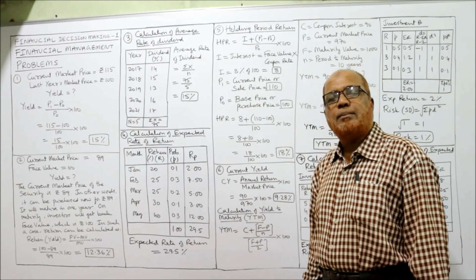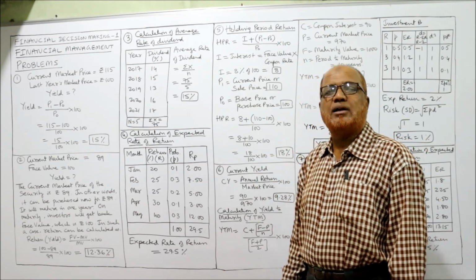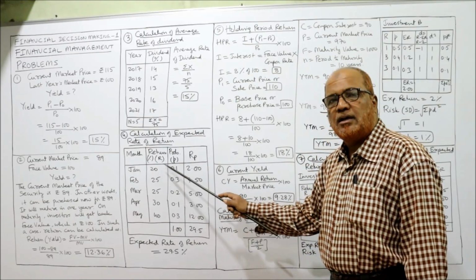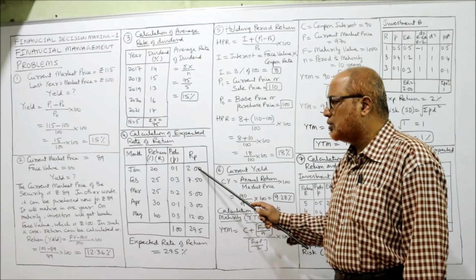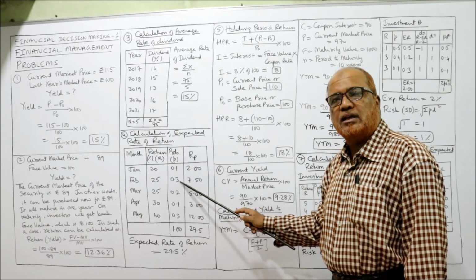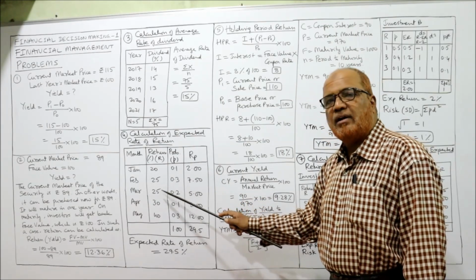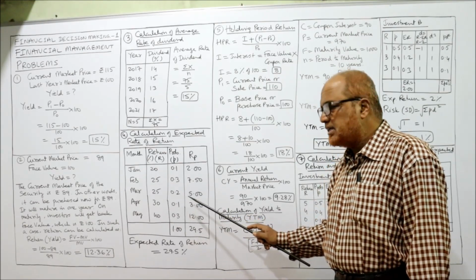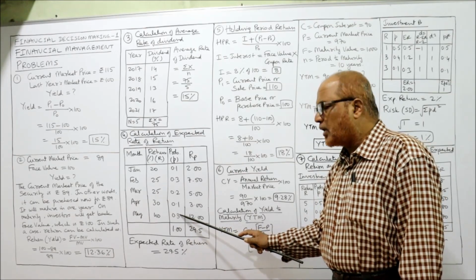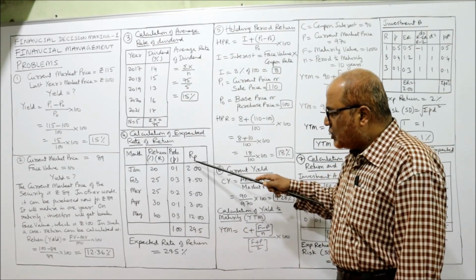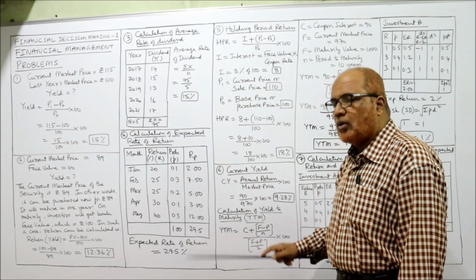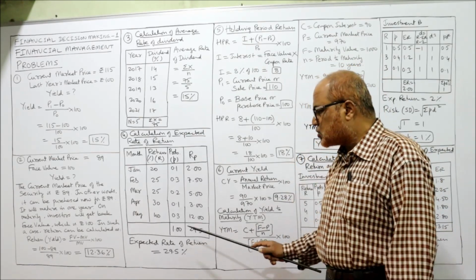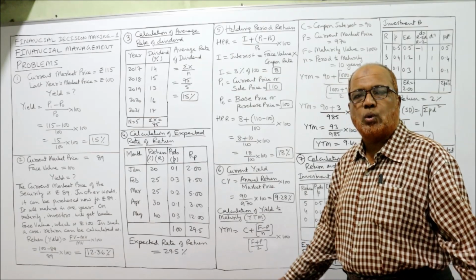Now simply multiply the return with the probability to get expected return. 20 into 0.1 is 2. 25 into 0.3 is 7.5. 25 into 0.2 is 5. 30 into 0.1 is 3. 40 into 0.3 is 12. Take the total of RP, 29.5. That's it. The expected return is 29.5%.